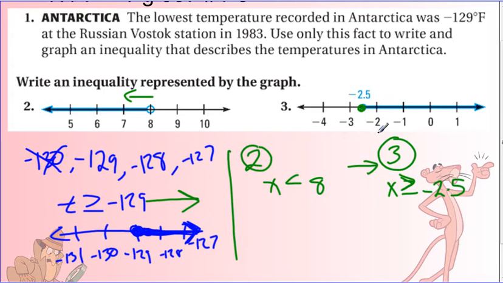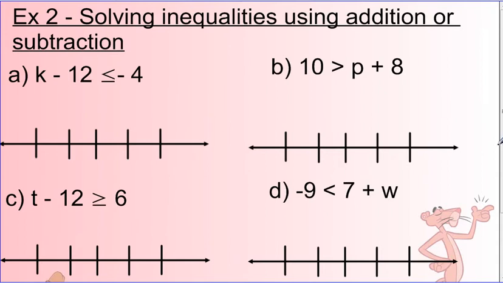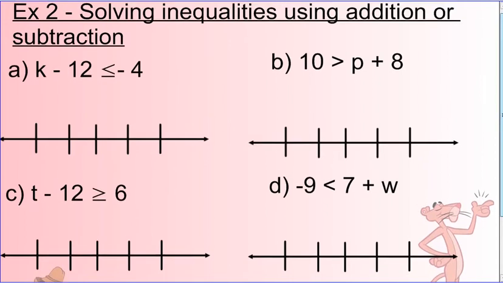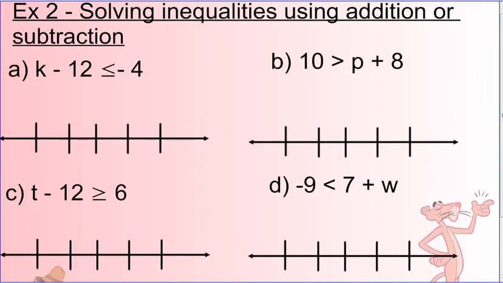Now, the rest of the lesson here today is, for the most part, solving these guys. So let's just get to it. These are all going to be one step using addition and subtraction. Fairly easy. So here the variable is being subtracted by 12. So just like before, the way you get rid of a minus 12 is you add 12 to both sides. We get k is less than or equal to, the sign stays the same, a positive 8.